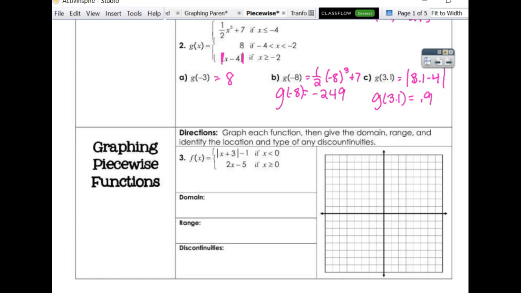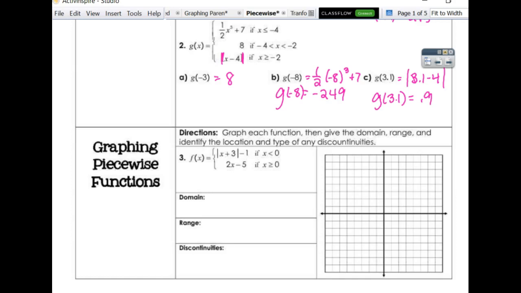So now what we're going to do is graph the piecewise functions. First of all, if it's less than 0, we're going to choose this absolute value. If it's greater than or equal to 0, we're going to choose 2x minus 5. And what does 2x minus 5 graph? A line, right? So if it's less than 0, on this side, I'm going to have this absolute value. If it's greater than or equal to 0, on this side, we're going to have a line.